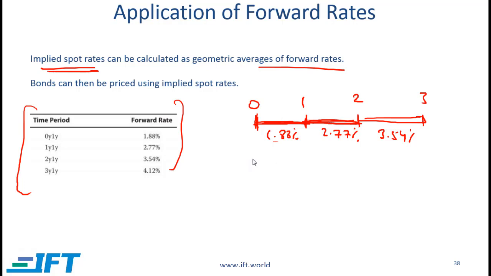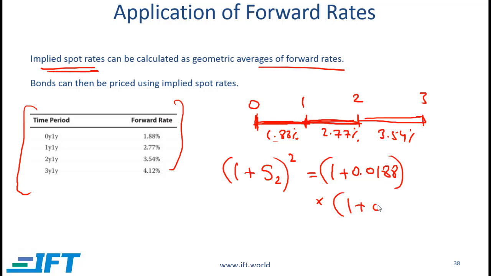Or more simplistically, I'll write it as S2. So if I say 1 plus S2, S2 means the 2-year spot rate. So 1 plus S2 squared, remember S2 is an annualized number or a 1-period number. This is equal to 1 plus 0.0188 multiplied by 1 plus 0.0277. Where is this 0.0188 coming from? That's just the decimal form of this. And this is the decimal form of 2.77.